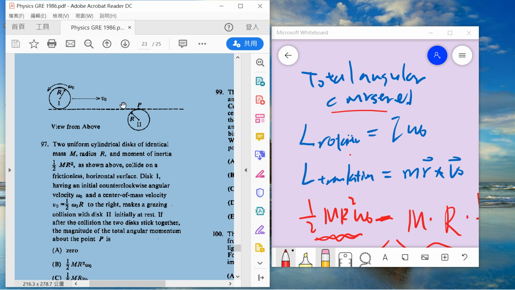This problem is difficult in that if you don't know that the angular momentum will be conserved at the P point, then there's no way that you can solve this.